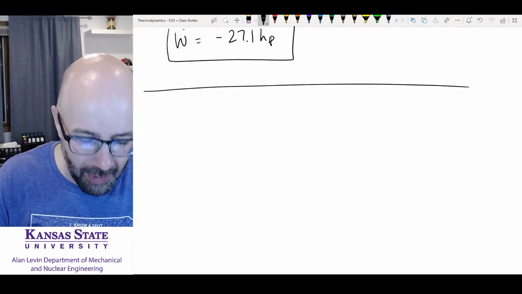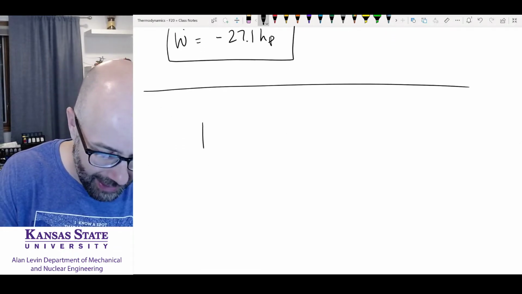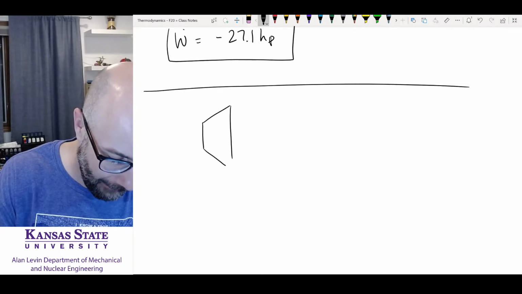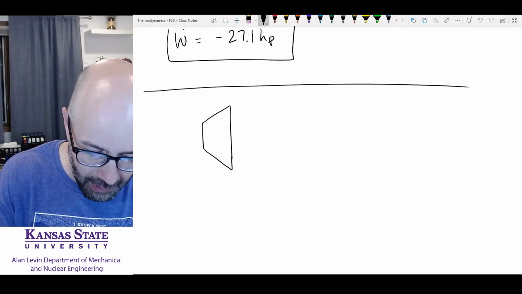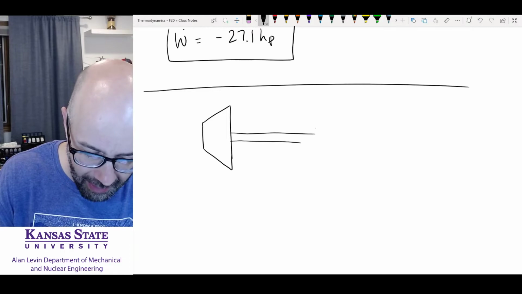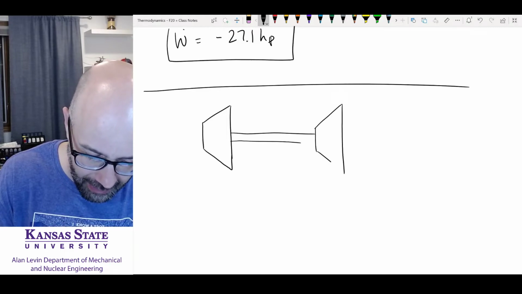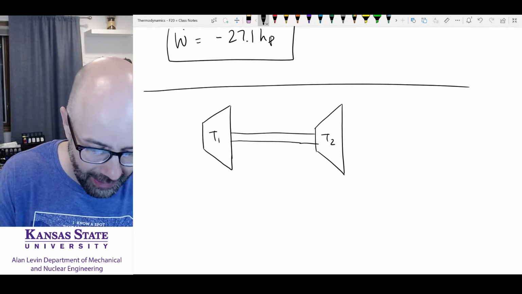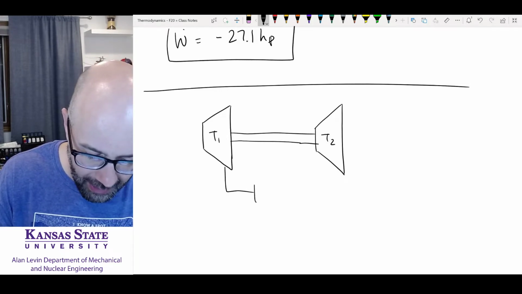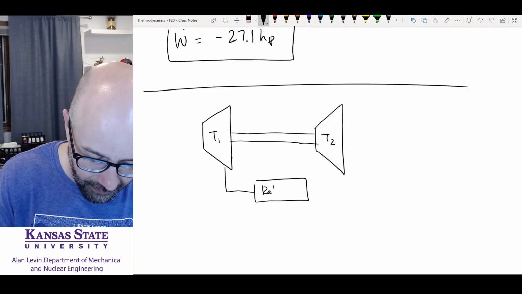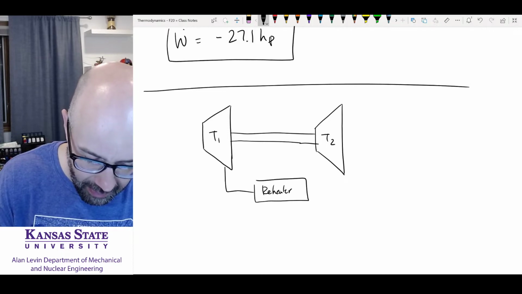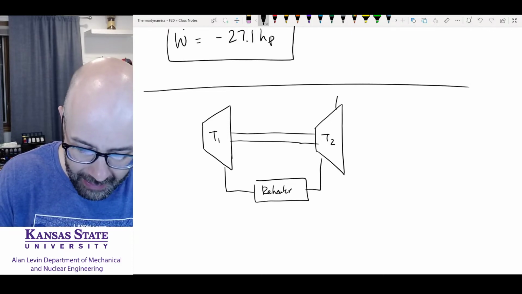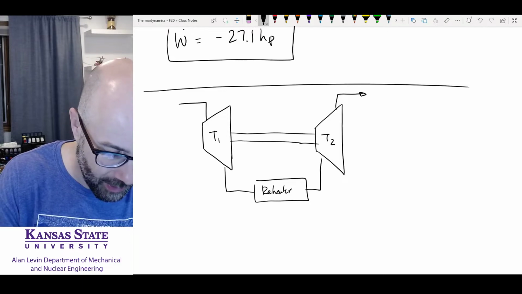In this next example problem, it's the first time we're going to be looking at a system. This is going to be multiple things together. So here I have two turbines, turbine 1 and turbine 2, that are connected together, and between them is a reheater. And it's going to come out here, and this is what's going on here.